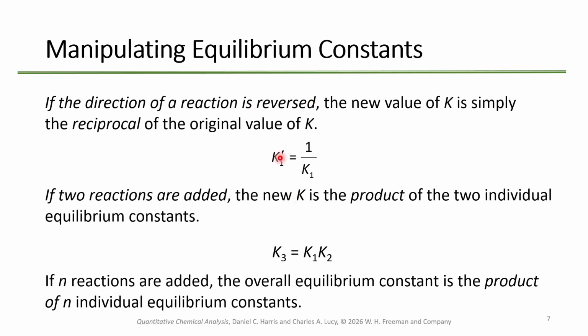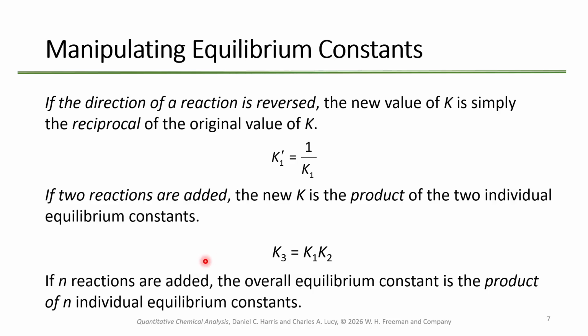Now, if we look at these k's, what we'll see here is that if we have a k prime, that is 1 over k. Okay? So that's the inverse, the reciprocal of it. If we have 2 values that multiply together for the individual equilibrium constants, we'll get a third value.